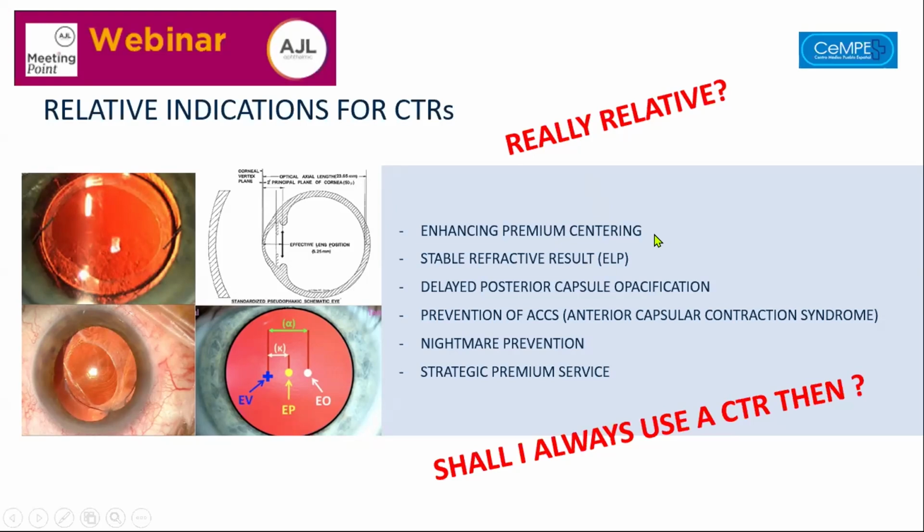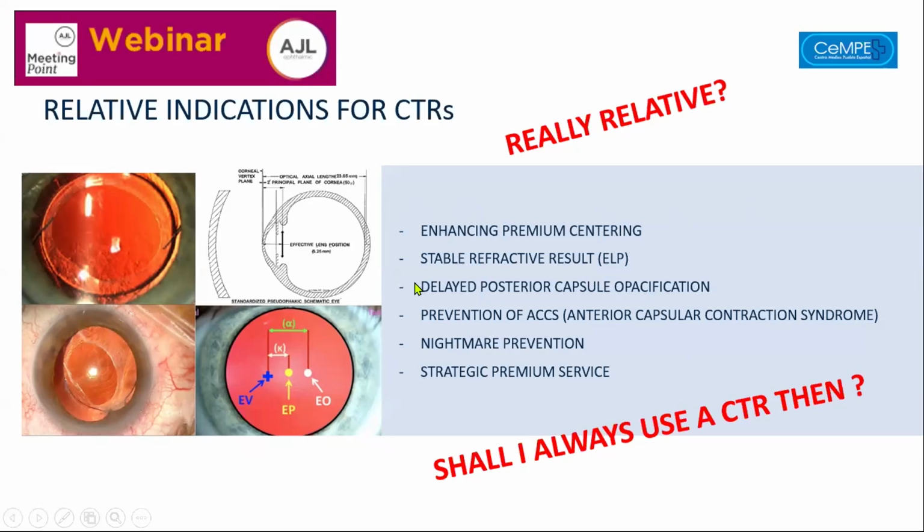And this is important regarding the premium lenses. That's why I use the word premium, because in monofocal lenses, you can reach almost 1 millimeter decentering and you will find almost no symptoms and no visual reduction. So this is very important in premium lens implantation.